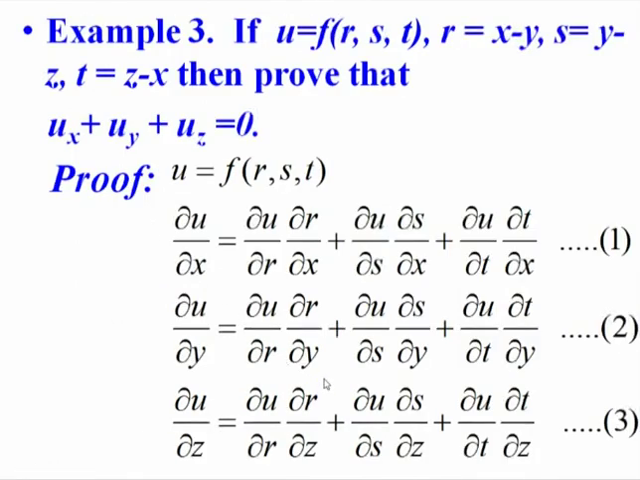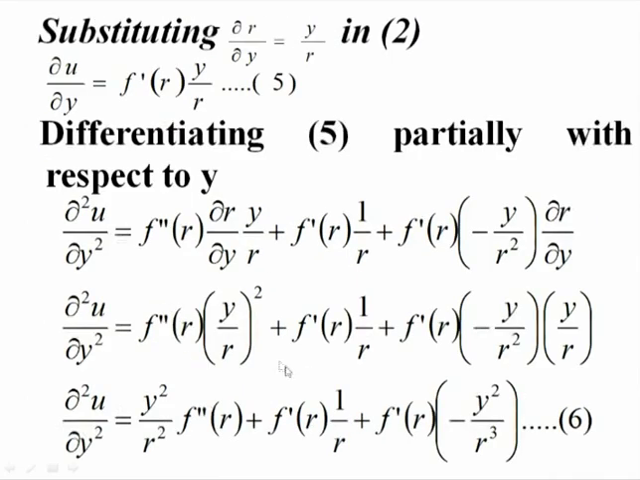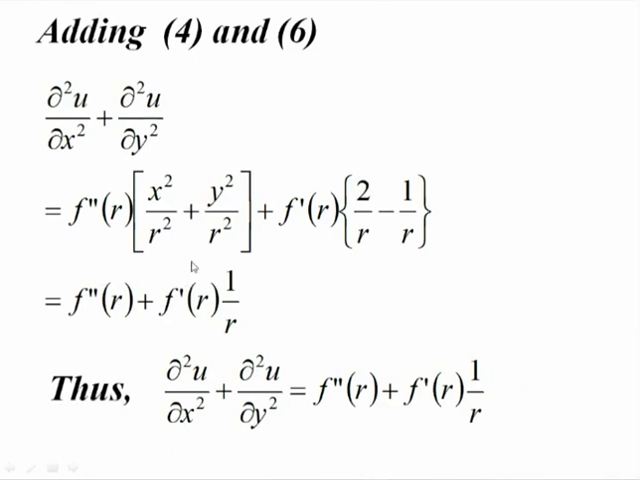So here if we check, del square u by del x square has x square upon r square, and in case of del square u by del y square, we have y square upon r square, and f double dash r is common for both the terms. So we are getting this as the first term: f double dash r into x square upon r square plus y square upon r square.